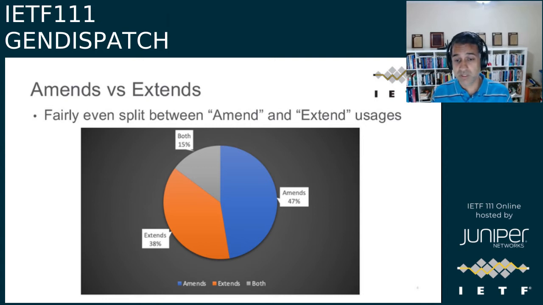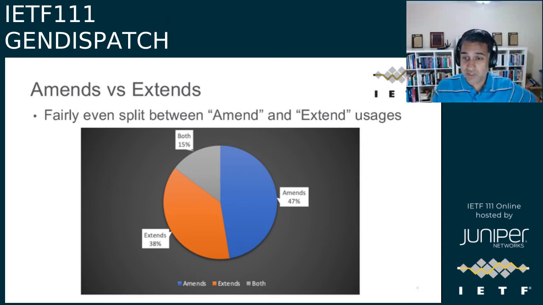So the real question you're trying to answer is, if you're an implementer trying to implement an RFC and you see an updated by, is it mandatory for you to do it or not, right? That's the question we're trying to answer. And if you start looking at it, the split is pretty even. Some of the RFCs are amendments, which either change intention or correct errors in the RFC, so they absolutely have to be implemented.